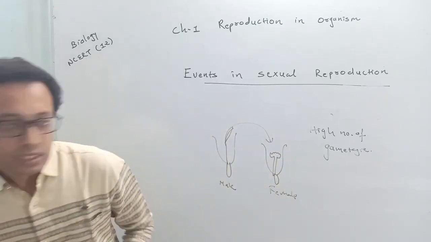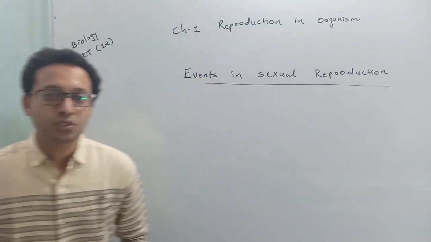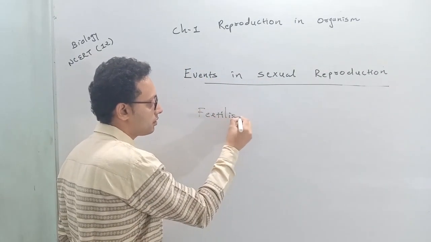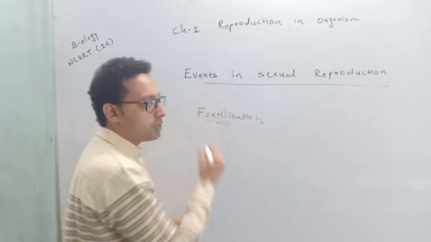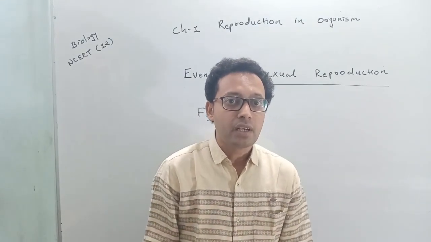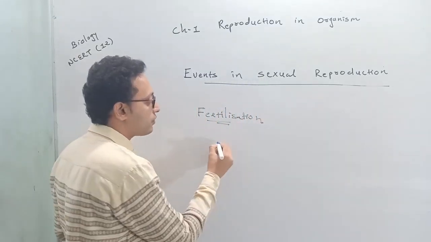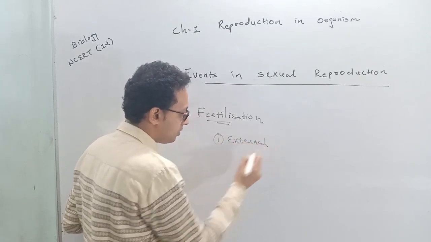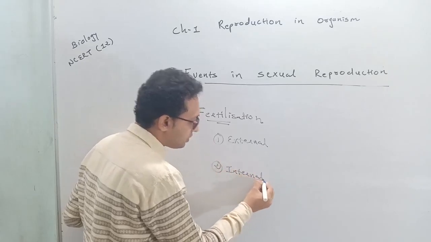Okay. Now we are looking at fertilization. Our question is where this fertilization process occurs. I hope all of you know, students, what fertilization is: a fusion of male and female gamete. Based on where this process occurs, fertilization can be of two types. First is called external fertilization, and the second one is called internal fertilization.